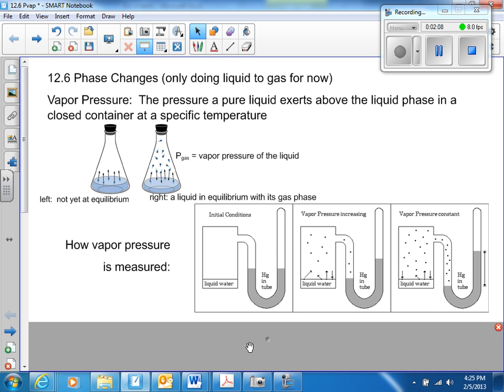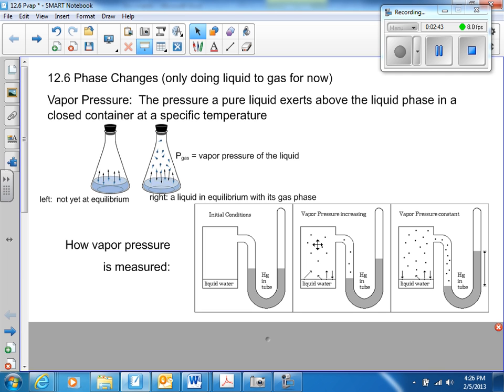This is how we measure vapor pressure. So we have initial conditions. This example is for water. You put some liquid water in a container, and you have a manometer or a barometer. I think this is a barometer. So right now the pressures are the same. You put that liquid water in there, and you know these pressures up here and in here are the same because the mercury liquid is equal. That's Hg for mercury. Now the water starts evaporating.